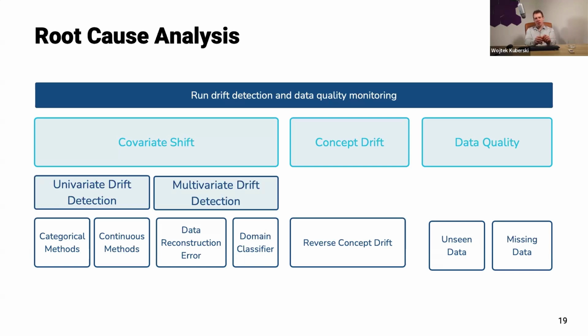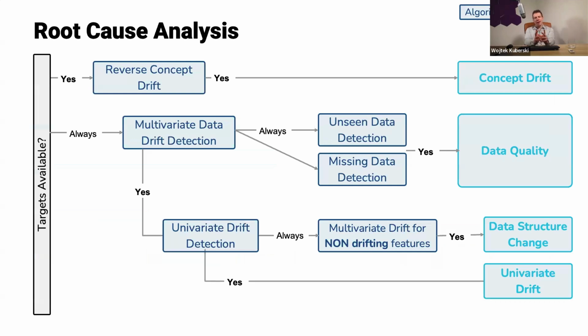In terms of data quality, we have a pretty basic, standard set of unseen data detection for any kind of categorical data, and of course, measuring the number of missing values. Now I have a quick flowchart, which should help you conduct root cause analysis.